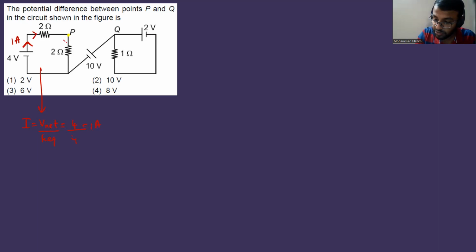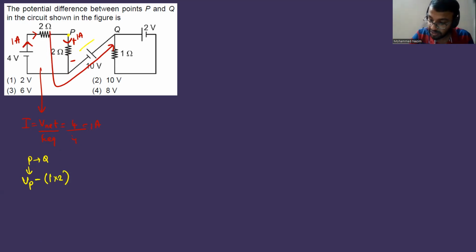I have to move from P to Q. So current will flow here, high potential to low potential. That's it, 1 ampere. Now you start from P and move towards Q. Potential at P is Vp. Positive to negative drop, minus current into resistance. And then from here to here, negative to positive rise, plus 10. And then after this, I reach Q. So this should be equal to the potential of Q. So 10 minus 2 is nothing but plus 8. So that is equal to VQ, or VP minus VQ is equal to minus 8 volt.